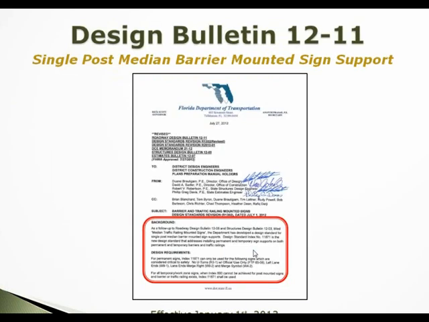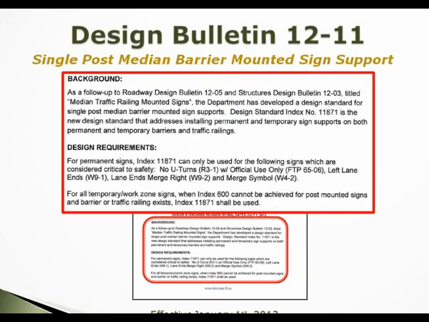The next thing I'd like to go through is we've used Design Bulletin 12-11 to introduce a new design standard for median barrier sign supports. All of our current single and multi-post sign columns or supports are crash-worthy devices. There are no crash-worthy devices for sign supports on median barrier. We've spent almost 2 years looking at testing that was being done by other states to see if we could find a device that was crash-worthy. And we've been unable to find one.